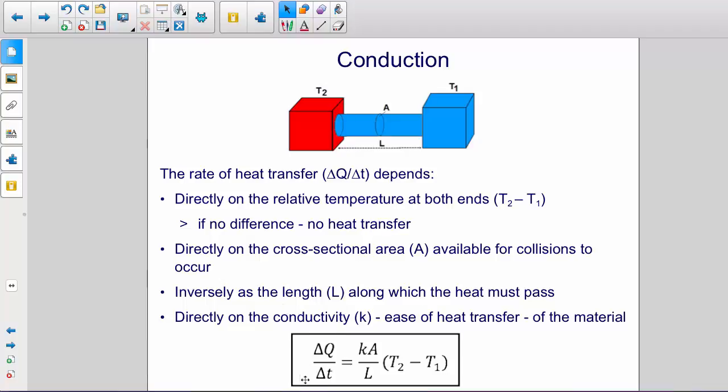So summing it all up, we have this expression that delta Q over delta t, the heat transfer, is equal to the thermal conductivity, K, times the cross-sectional area of the contact, A, divided by the distance between the two objects, L, multiplied by the temperature difference between the two objects. So again, delta Q over delta t equals K A divided by L multiplied by T2 minus T1.